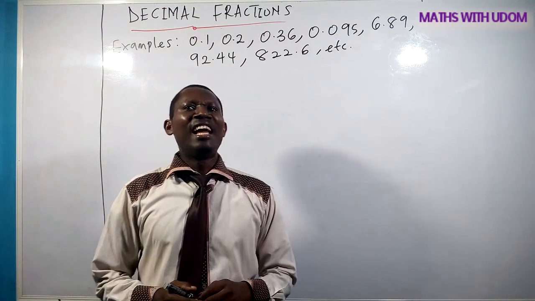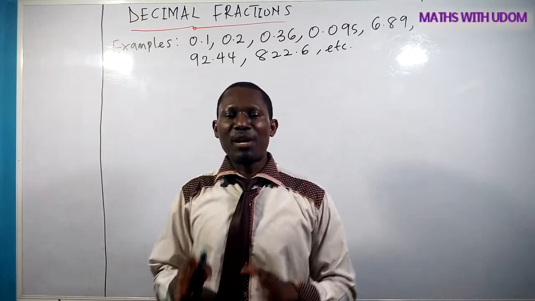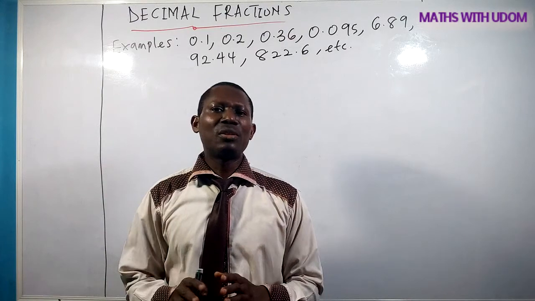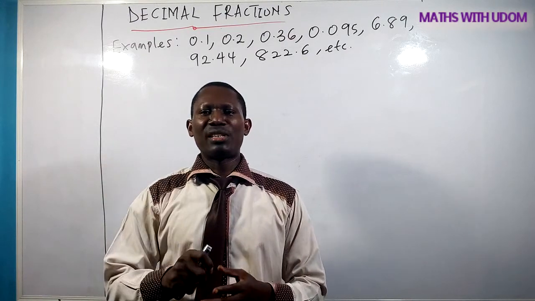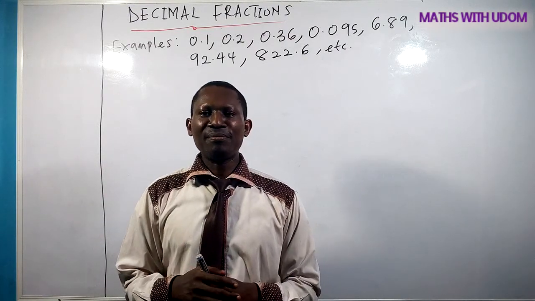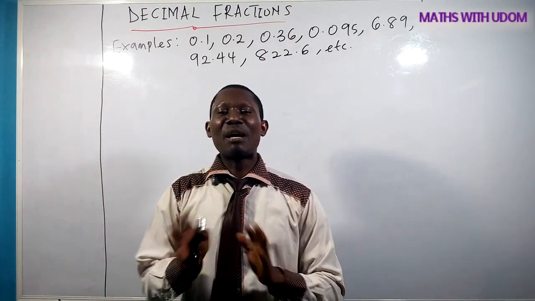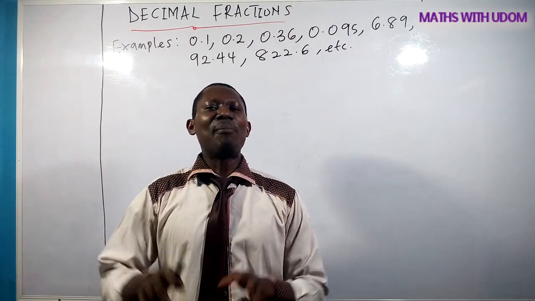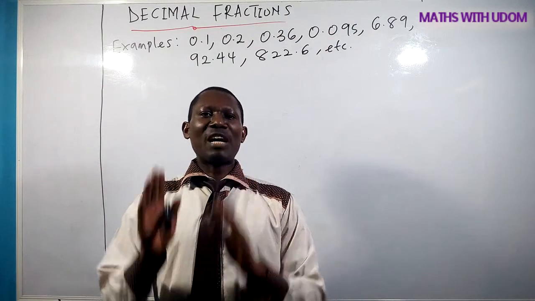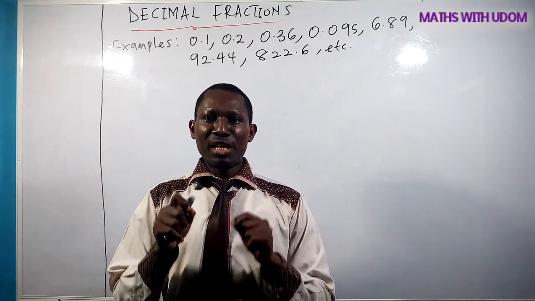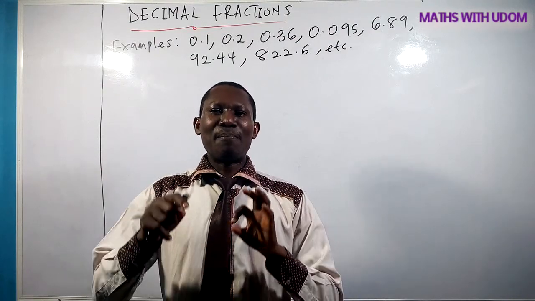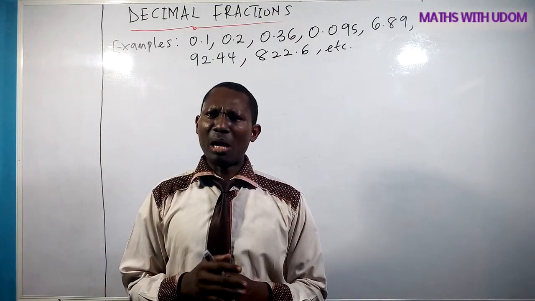Now, any decimal fraction can be expressed as a fraction with a denominator that is a power of 10. I repeat, any decimal fraction at all in the world can be expressed as a fraction with a denominator that is a power of 10. What do I mean by that?